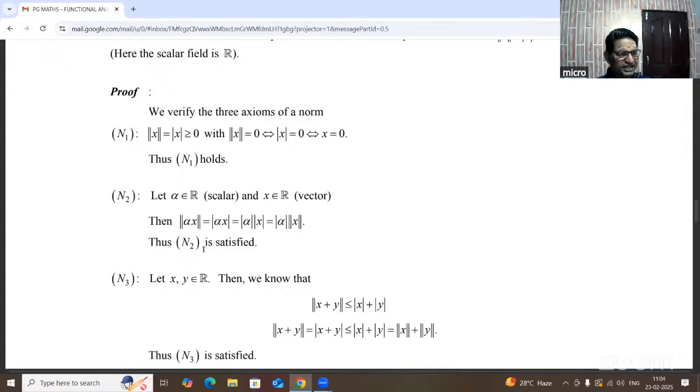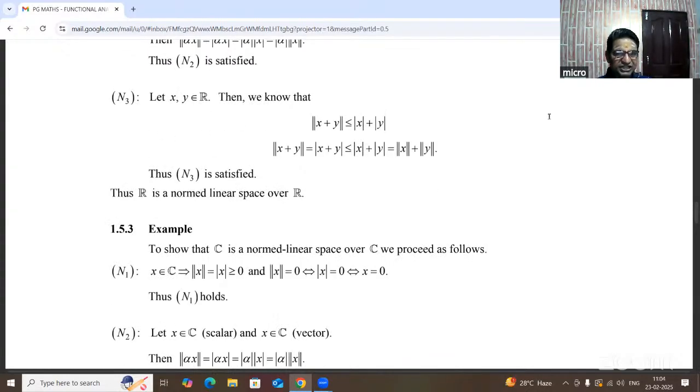And the second condition, scalar multiplication with the norm. Norm alpha x equal to, from the given condition, replacing x by alpha x, mod alpha x. Mod alpha x can also be written as mod alpha into mod x. Here again alpha being a scalar, so mod alpha into norm x. So the second condition is satisfied.